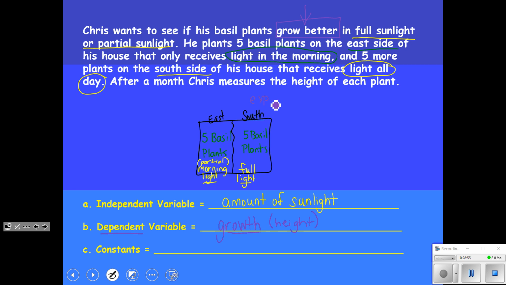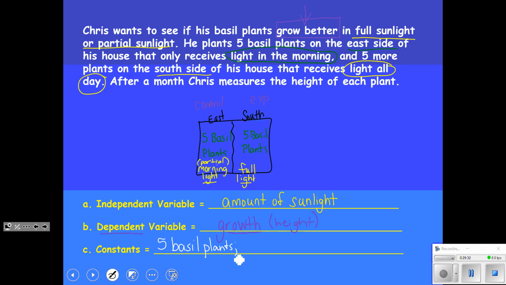Okay, so that's on the south side. My control is going to be the partial. It depends, when you're comparing two things like this, it just depends on what you're trying to see and evaluate. But I labeled those two because I want to see what has to be kept the same between the two. So right off you see that we've got 5 basil plants on each side. So they have to be kept the same.